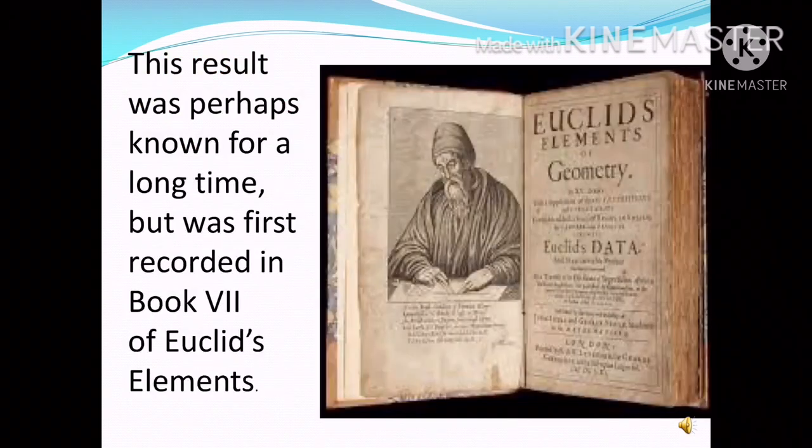As you have been using this result since your elementary classes without knowing its name, this result was perhaps known for a long time, but it was first recorded in the written form by the famous mathematician Euclid of Alexandria in his famous book Elements. This book has 13 parts and he mentioned this result in part 7 of this book Elements.